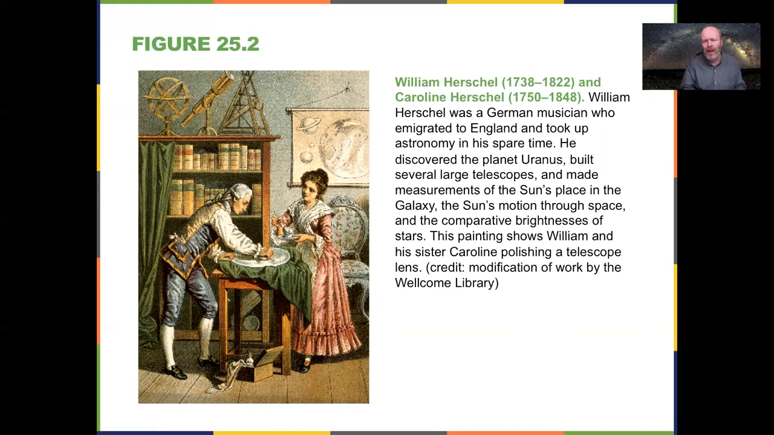shape to the galaxy we live in include the Herschels, William and Caroline Herschel here. They came from Germany. Of course, the royal family in England came from Germany at that time. He was a musician, but in his spare time, he was an amateur astronomer. He eventually became so good at it that that became his profession. And it was he who discovered the planet Uranus.